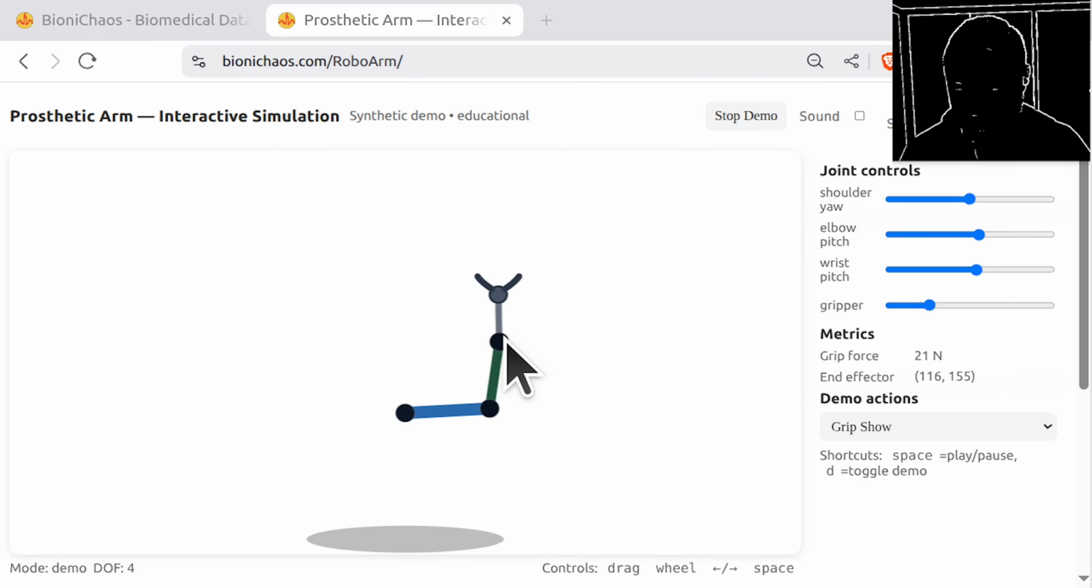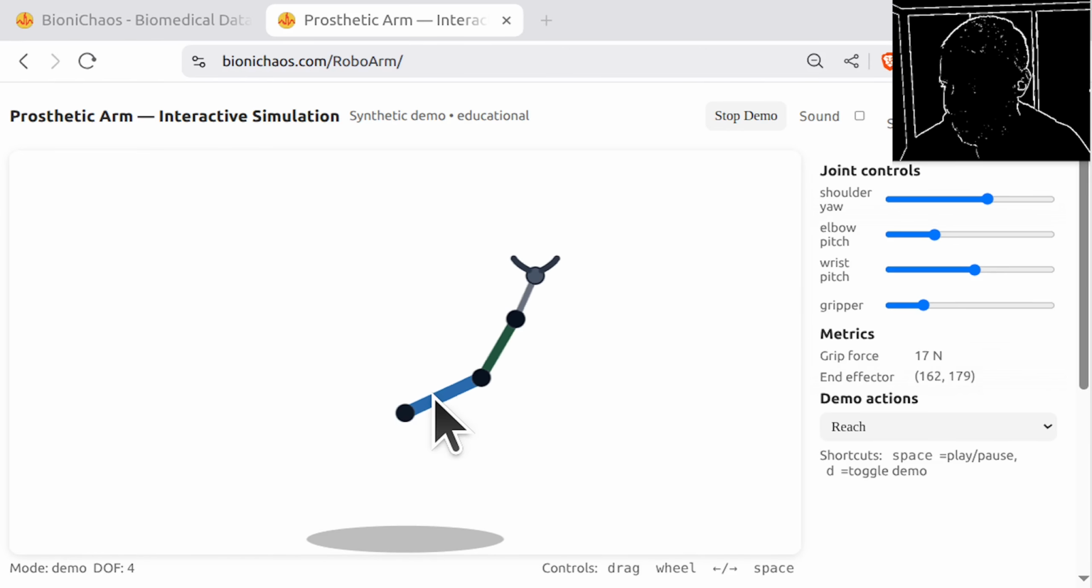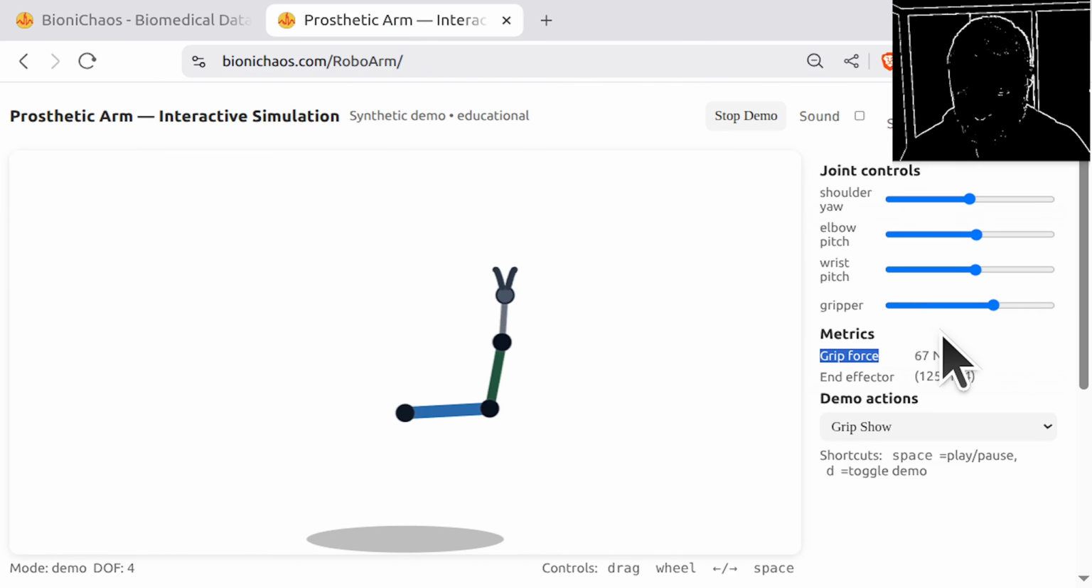Well, you should stick to my website because there will be updates. We will be updating this tool to make it better, potentially 3D. I want to sort this grip force now. Currently it's just fake.